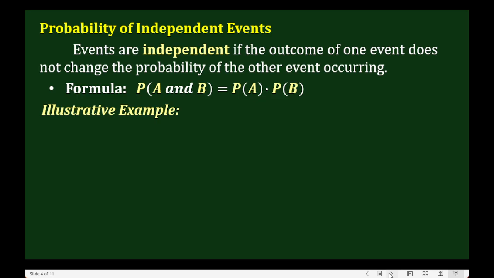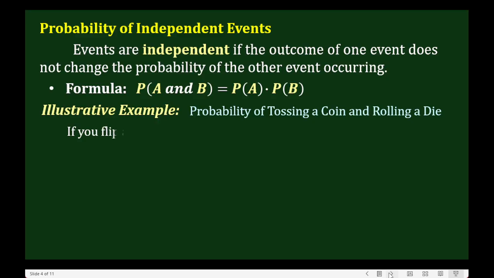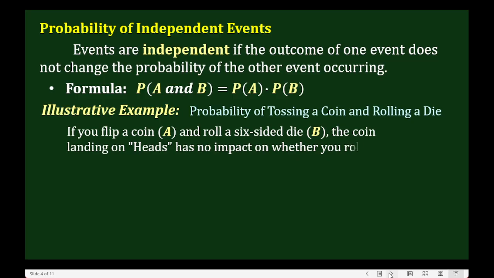Now, para maintindihan natin to, let us consider this illustrative example, particularly the probability of tossing a coin and rolling a die. If you flip a coin and roll a six-sided die, the coin landing on heads has no impact on whether you roll a four-dotted face of a die.